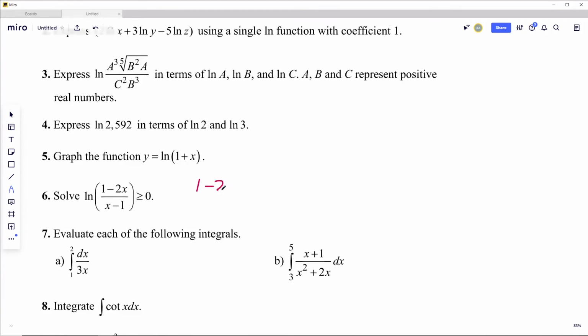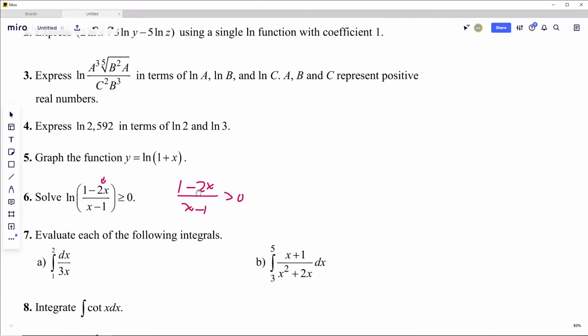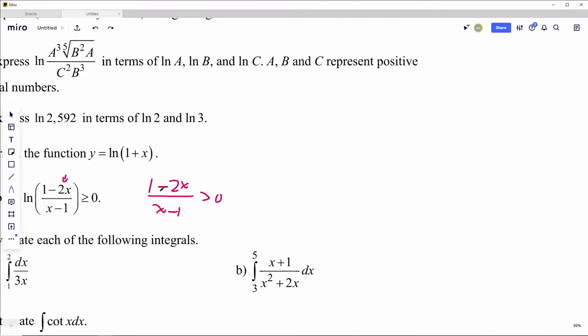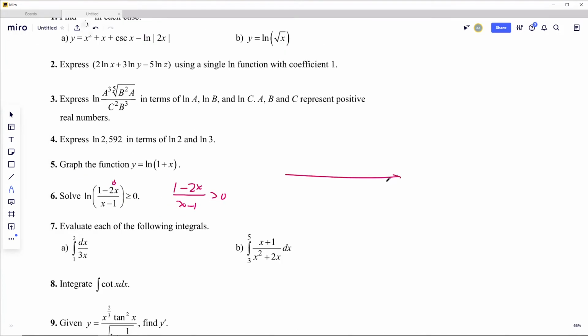So 1 minus 2x over x minus 1 greater than 0. That's the domain inside, not the function. The function, we're told, is greater than or equal to 0. We're solving for x, but we're doing the inside for now. With this you can use a graph, but first, if you want, you can find the points. You're free to do whatever works.